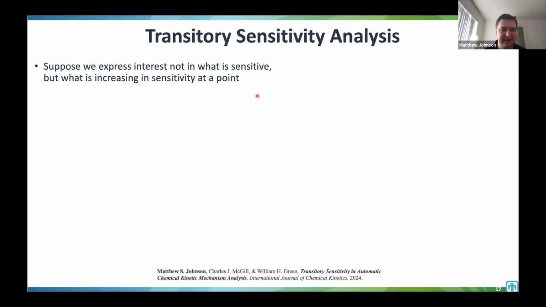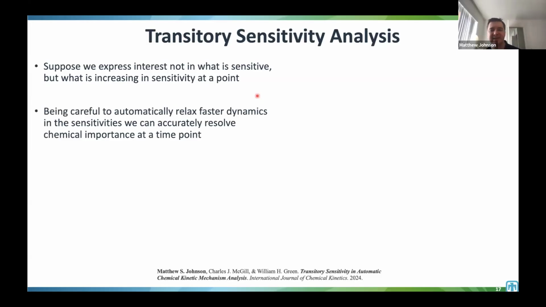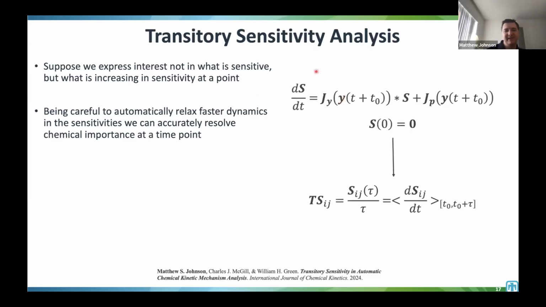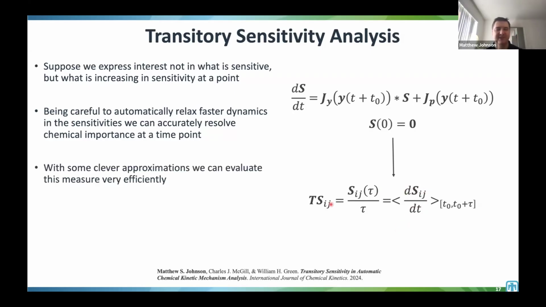So suppose instead of looking at what's sensitive, we think about what's increasing in sensitivity at a point. And there's some nuance to how you do this, because you're in a stiff system and you need to relax some of the faster dynamics. But nominally, starting from those forward sensitivity equations, you can break this down and get some sort of relaxation over some time scale tau, essentially the average value of the sensitivity with respect to time. And with some clever approximations, this can be evaluated very, very efficiently.